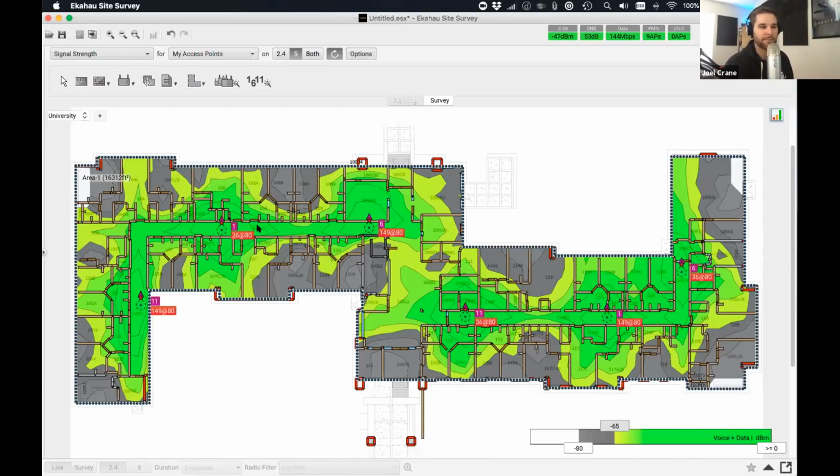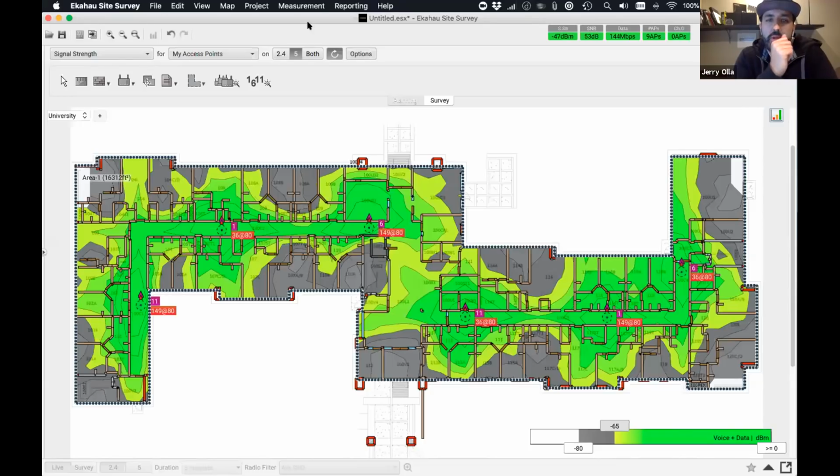So the first thing I'm going to start doing, Jerry, is I think we need to move APs out of the hallways. Should I just start moving APs and you count how many APs I move, and then we'll add some more to fill in the gaps and count those as well? Well, let's see. How would we do this in the real world?